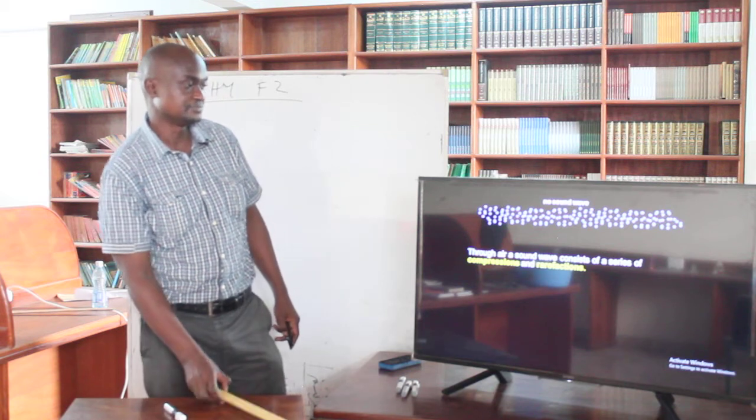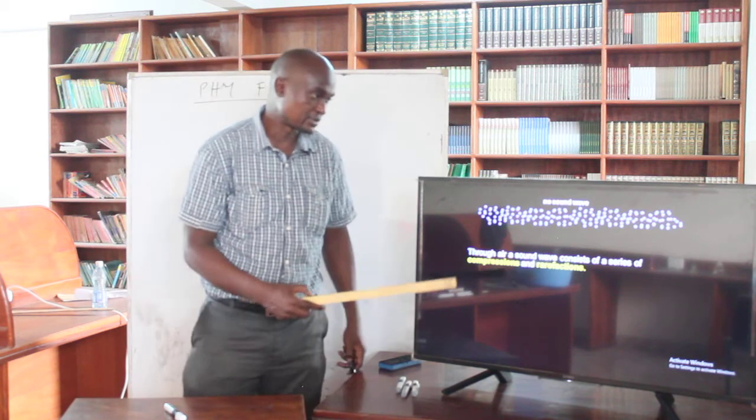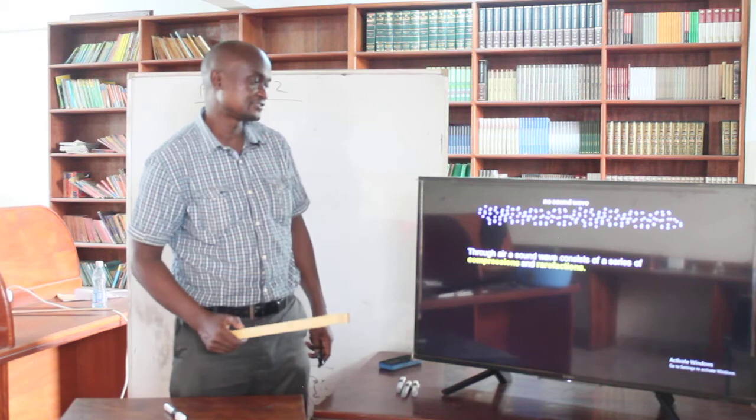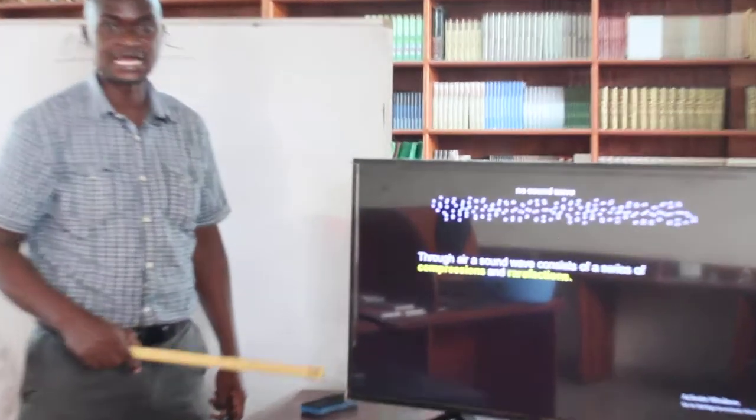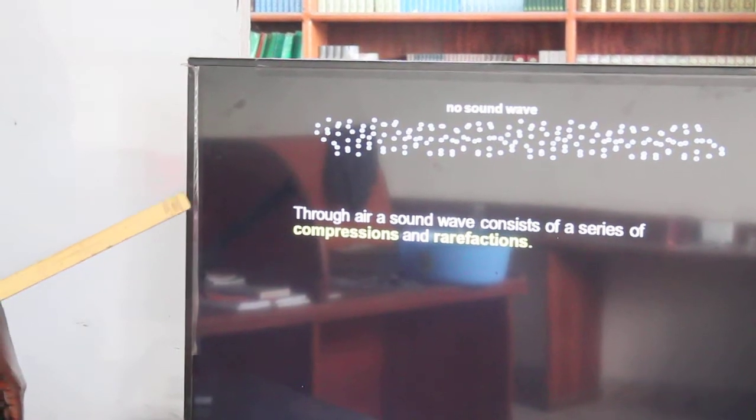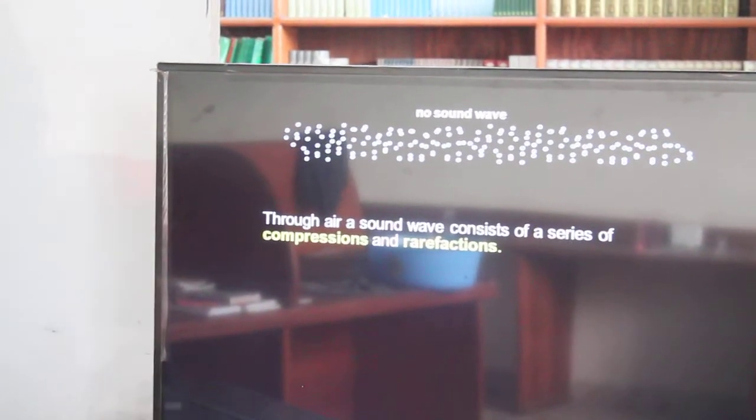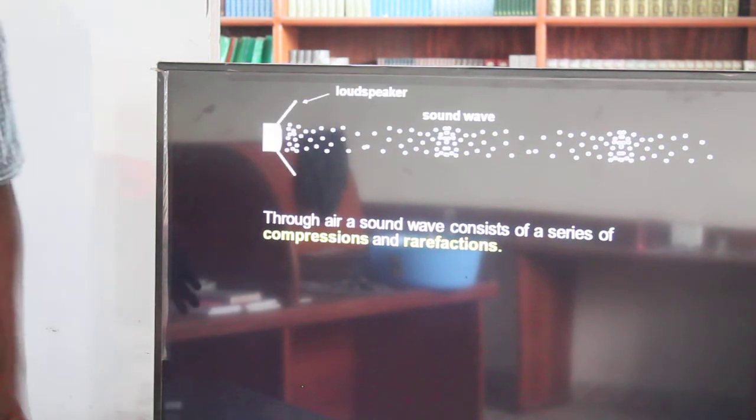Now through air, or through material, a sound wave consists of a series of what we call compressions and rarefactions. Compressions will be places where the molecules of the medium are closer to each other. Rarefactions are where the molecules of the medium are far from each other.